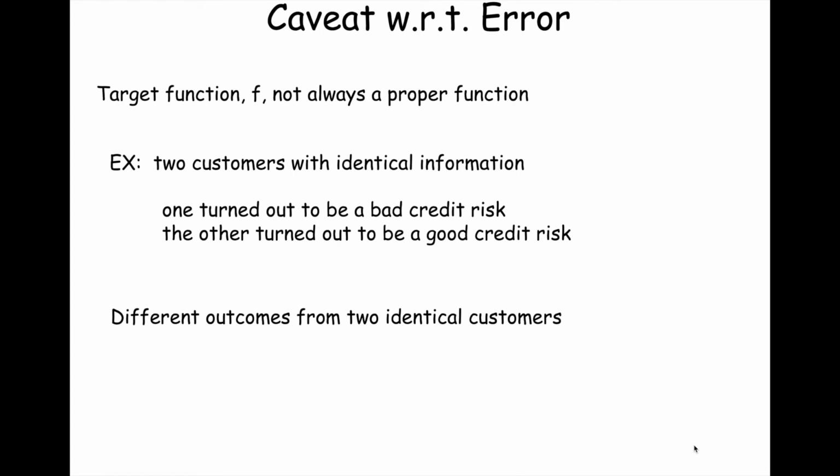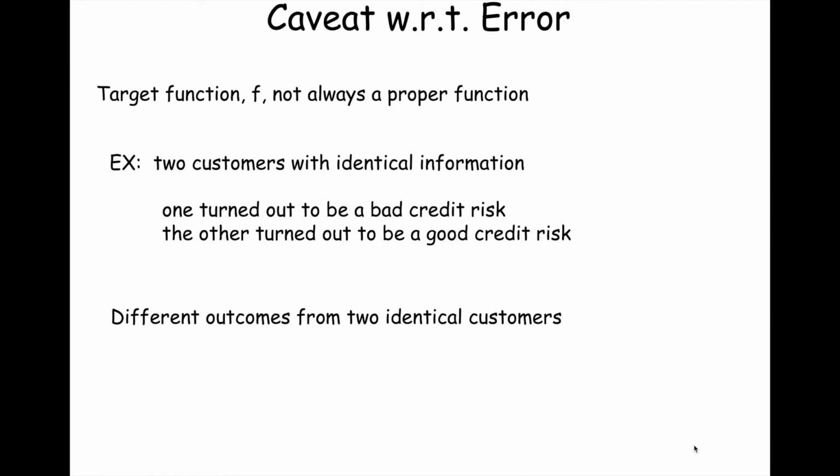So the target function f, up to this point, we've been thinking of as this oracle that is always correct. But the target function is not always a proper function, right? It's not always a one-to-one correspondence in the mathematical sense of the word, between the labels and the instantiations of the feature vectors.